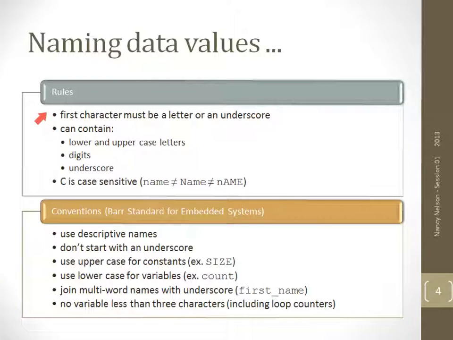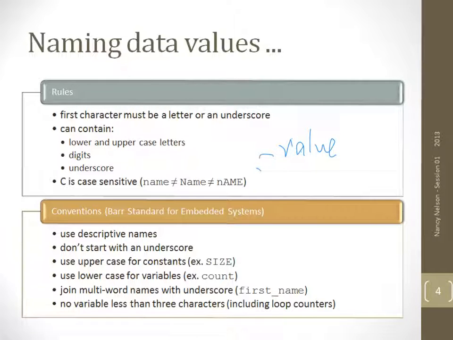The first character of any variable or constant name has to be either a letter or an underscore. The name itself can contain lowercase letters, uppercase letters, digits, that would be 0 through 9, and underscores. No other characters are allowable in a variable or a constant name. So we could name something value either with or without this underscore at the beginning.